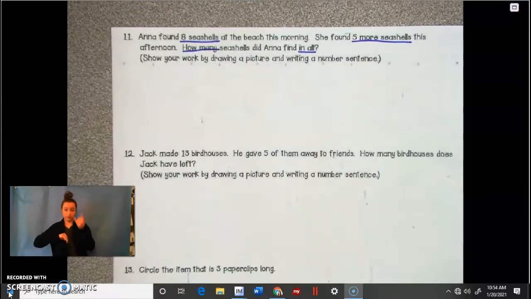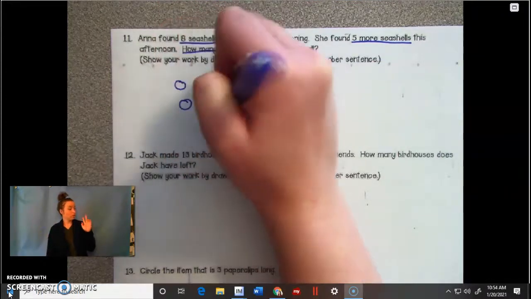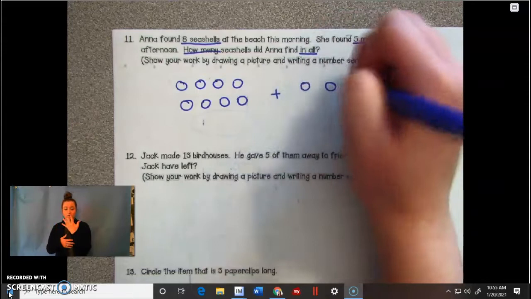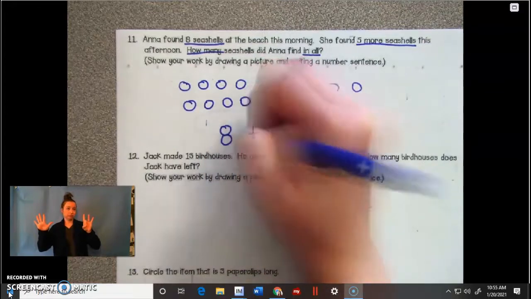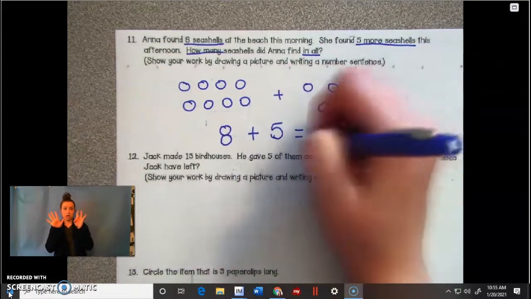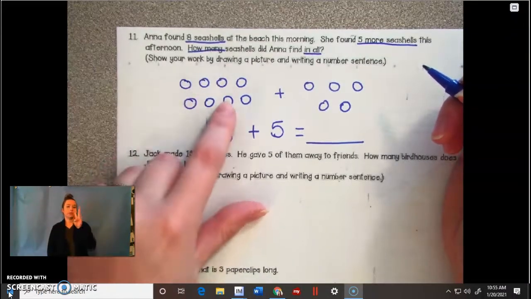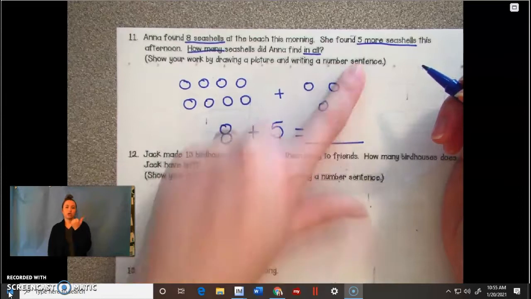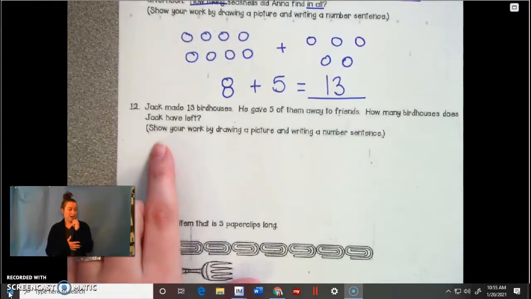If I want to know how many she found in all, I need to count them all together. All right, so I know I've had 8 in the morning. So I'm going to draw 8 circles from this morning. Plus, how many did she find this afternoon? 5 more. So I'm going to draw 5 circles. Now I'm going to count them all. I'm going to write my number sentence underneath so I remember. 8 plus 5 equals something. Let's count. 1, 2, 3, 4, 5, 6, 7, 8, 9, 10, 11, 12, 13. So how many did we have? 13.